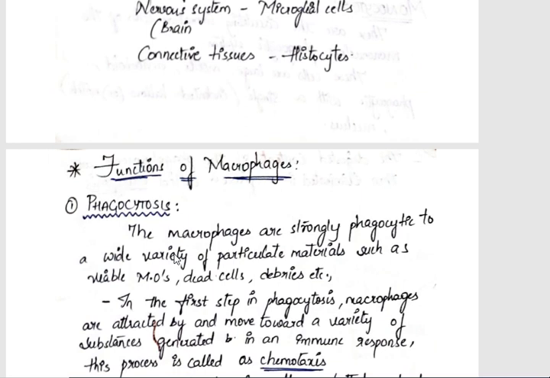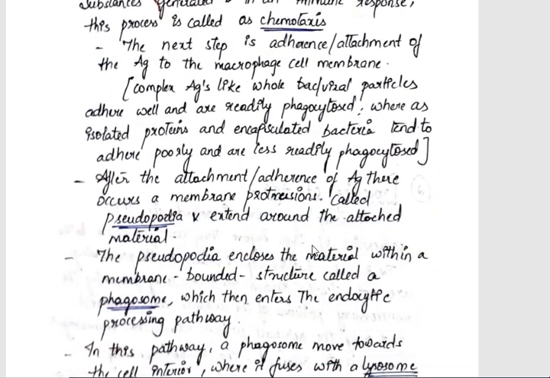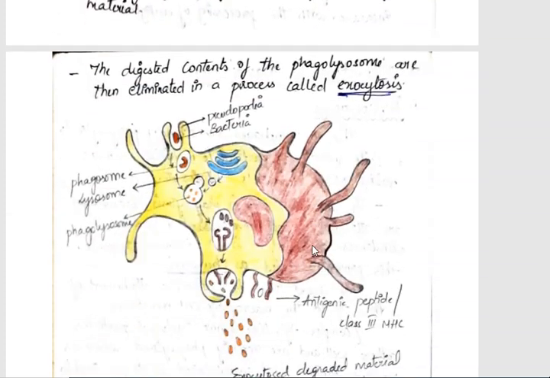So let's see the process of phagocytosis that occurs in the macrophages. Macrophages are strongly phagocytic to a wide variety of particulate materials such as viable microorganisms, dead cells, debris, etc. So what is the process of this phagocytosis occurring in the macrophage? This is the diagrammatical representation of the process of phagocytosis. So let's see this one.